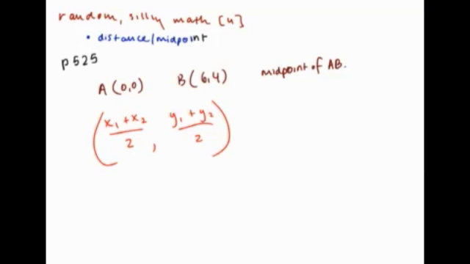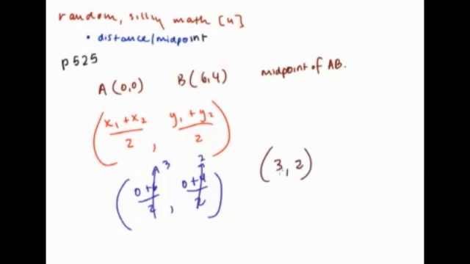So if you want to apply this in real life, 0 plus 6 over 2, comma 0 plus 4 over 2, this would be 6 over 2, this goes to 3, this goes to 2, so our final answer would be (3, 2) is the midpoint of these 2 points.